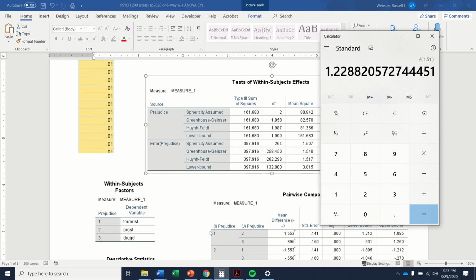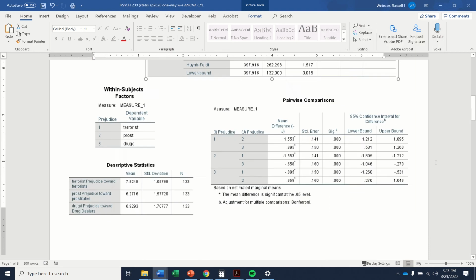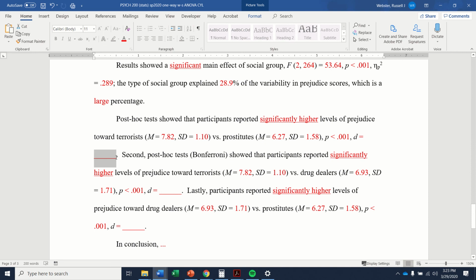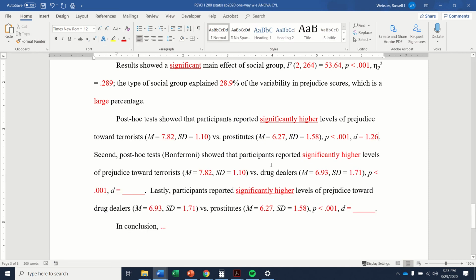So the first difference here, 1 versus 2, prostitutes versus terrorists, the mean difference is 1.55. So 1.55 divided by 1.23 gives us a d value of 1.26. And we'll keep that d positive because numerically the mean prejudice score for terrorists is bigger than the mean prejudice score for prostitutes.